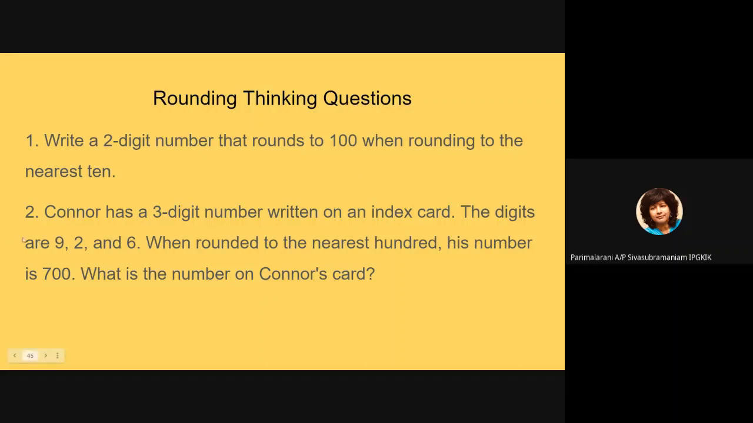Okay. Number 2, Connor has a 3-digit number written on an index card. The digits are 9, 2, and 6. When rounded to the nearest 100, his number is 700. What number is on Connor's card?